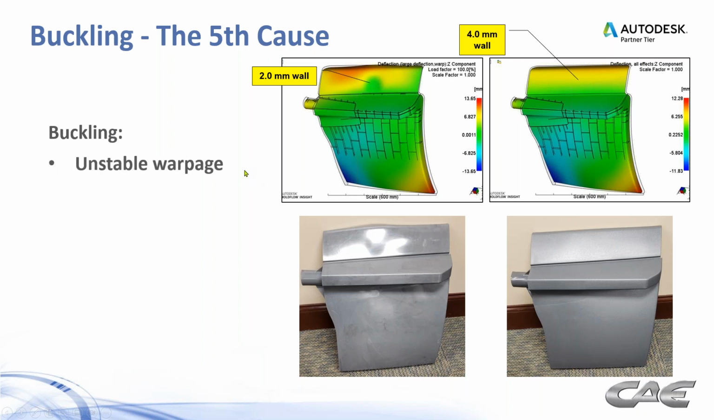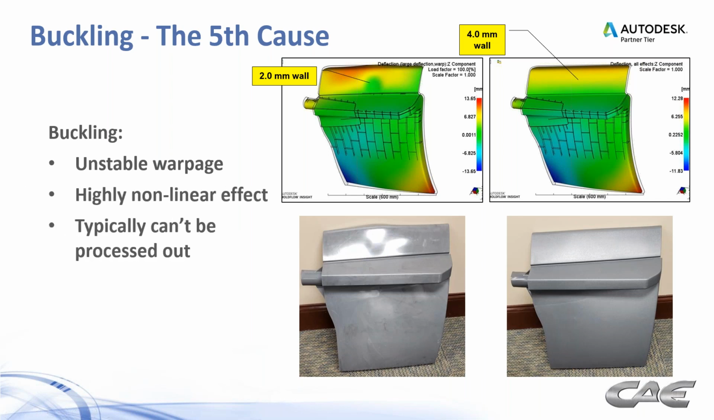So what is buckling? Buckling is unstable warpage, where just a small additional amount of shrinkage puts it over the edge, so to speak, and then all of a sudden it just pops wildly out of place and undergoes what we call a large deflection. And this pucker here, this little dimple, is an example of that unstable warpage. It's a highly nonlinear effect, typically can't be processed out, and like I said, it's usually a design issue.